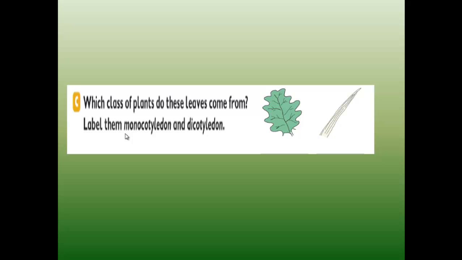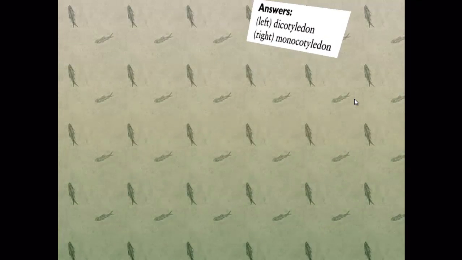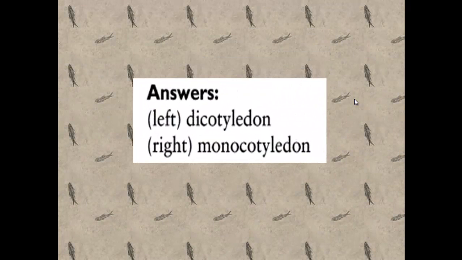So the left one, this leaf, is dicotyledon, and the right one, this one, is monocotyledon. Here are the answers in front of you. The left one, dicotyledon, and the right one, monocotyledon.